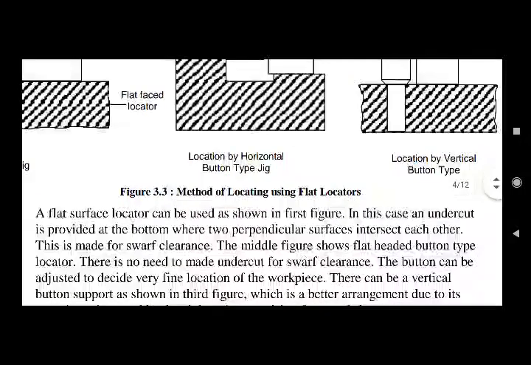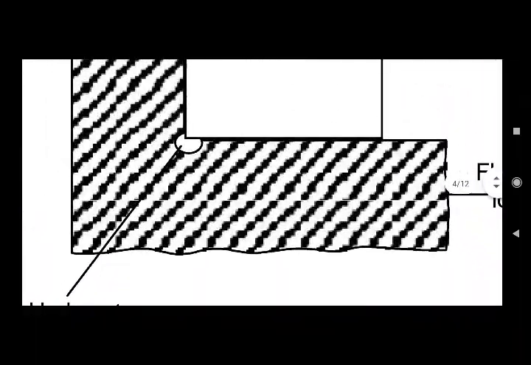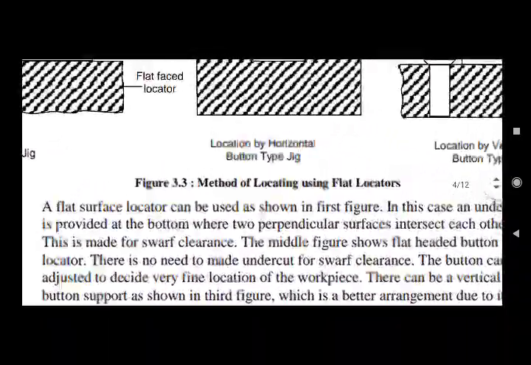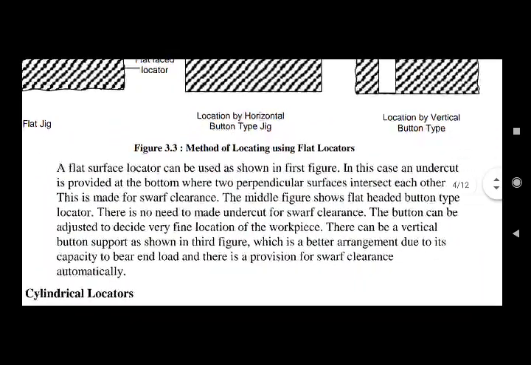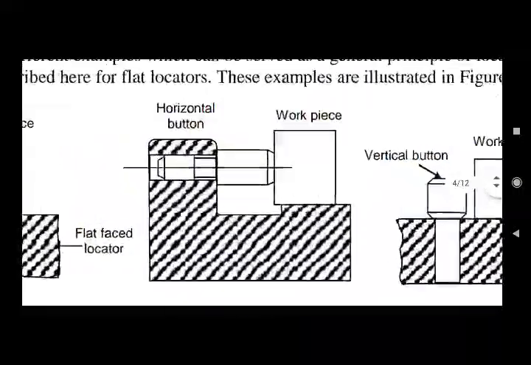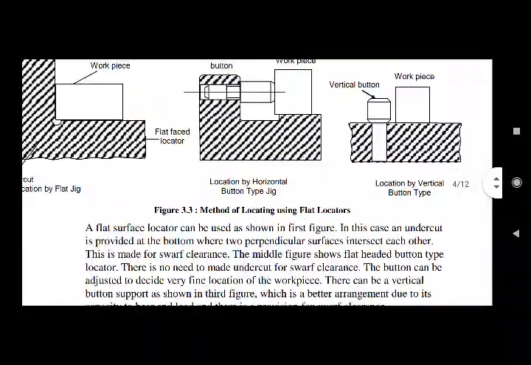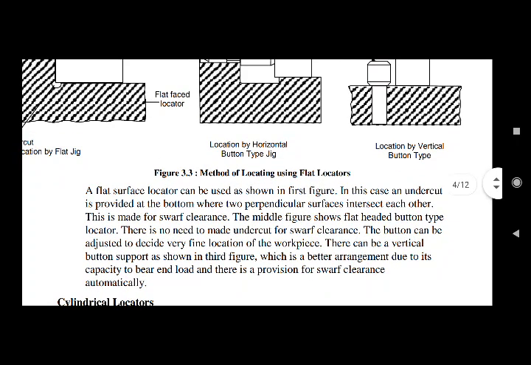A flat surface locator can be used as shown in the first figure. In this case, undercut is provided at the bottom where two perpendicular surfaces intersect each other. This is made for swarf clearance or chip clearance. In the second diagram it shows flat-headed button type locator. There is no need to make undercut for swarf clearance. Button can adjust to decide location of the workpiece.